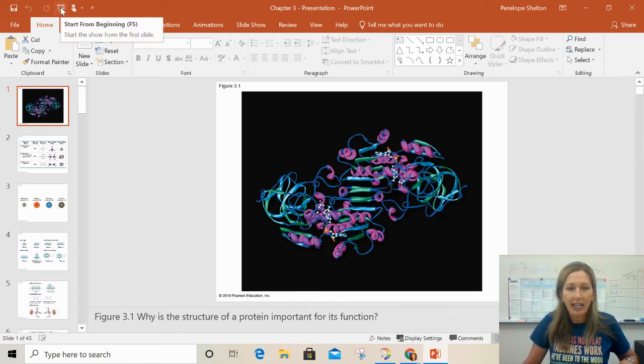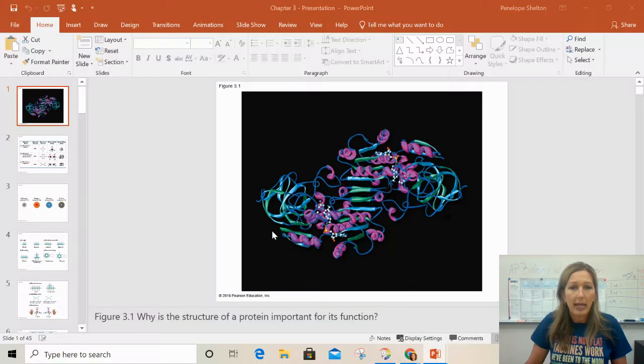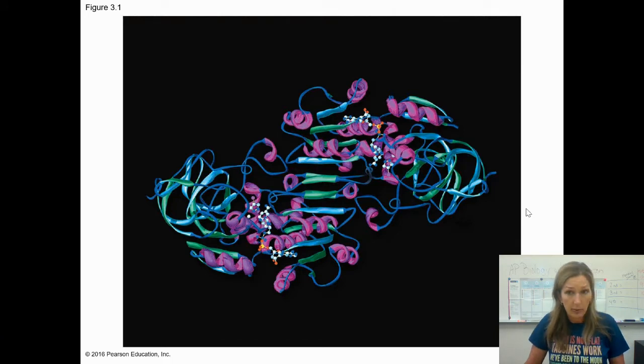Mrs. Shelton here, and I'm just going to give you a quick little lesson on Chapter 3, Section 1 and Section 2. I've already given you Screencastify lectures on macromolecules, so make sure that you are referencing those when we get to Section 3 on carbohydrates. There's a Screencastify that talks about carbohydrates and lipids specifically, and then I also have a Screencastify for you for proteins and nucleic acids, so make sure you reference those.